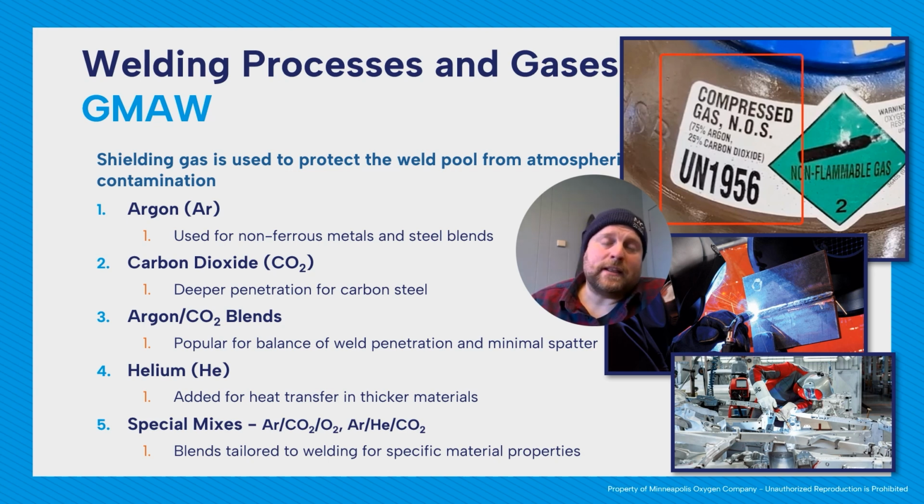You can use helium with GMAW, so that helps to add more heat transfer for thicker materials, especially aluminum. A lot of times you'll add helium for aluminum, and then you have special mixes, those tri-mixes we talked about before, very specifically tailored for welding to achieve particular mechanical properties when they're done.